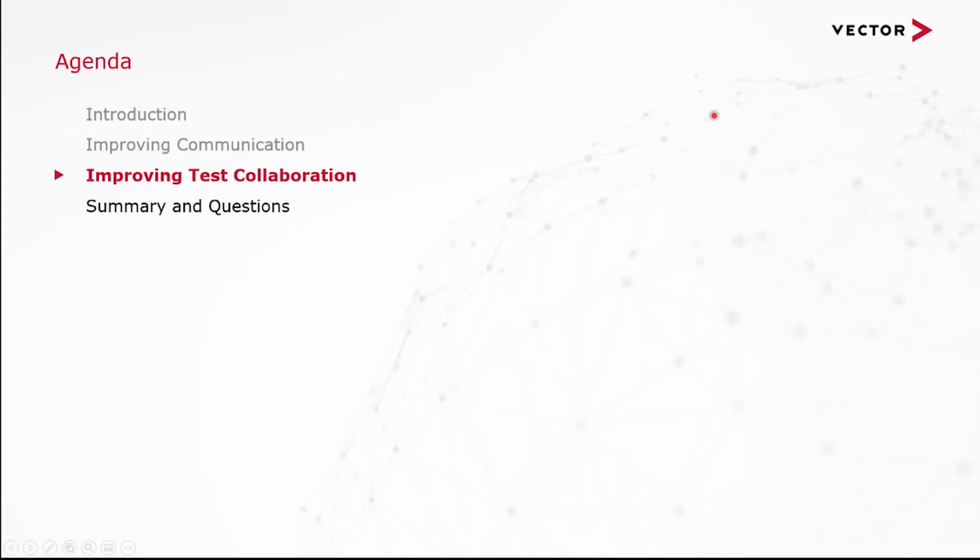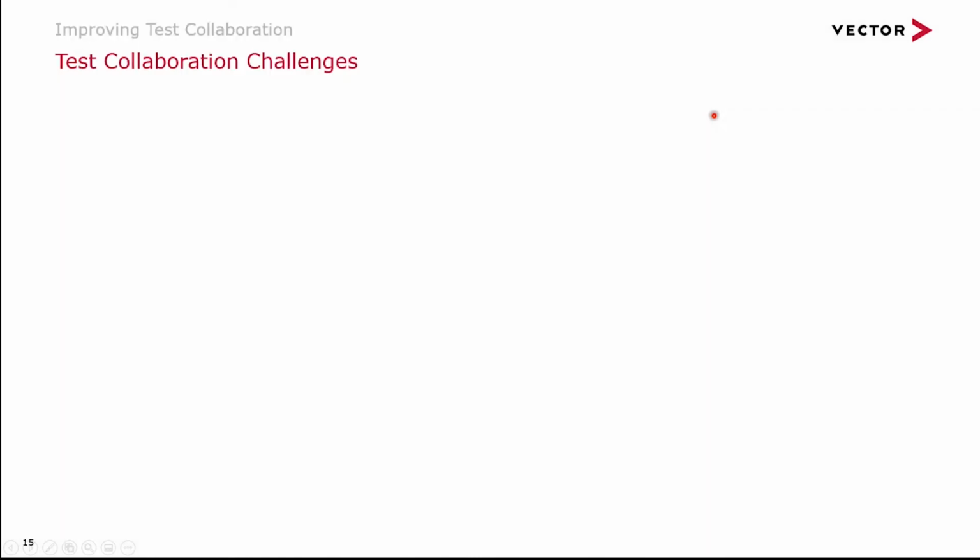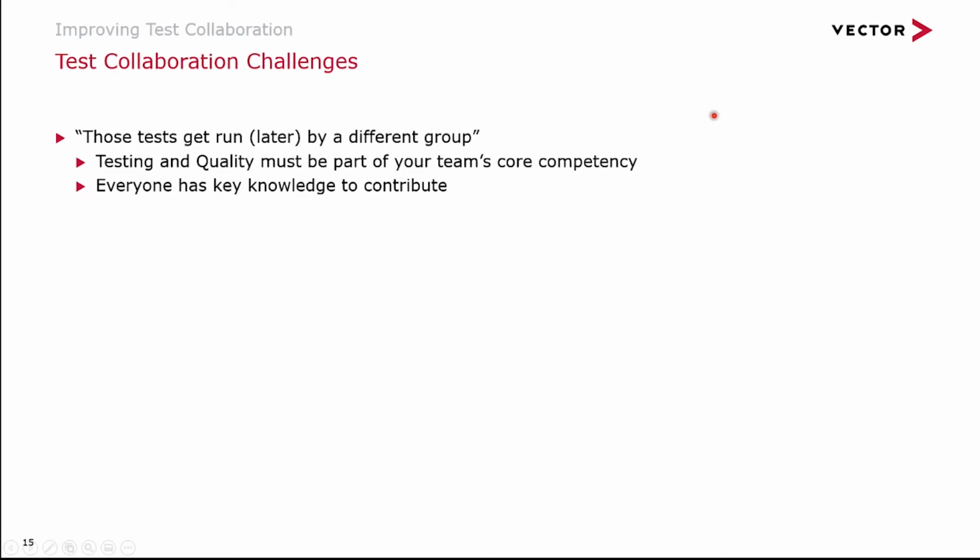And there are a lot of areas we could talk about collaboration in software development, but I think test collaboration to me is an area that's really lacking. And so what are some of the challenges of test collaboration? I think one of them is the idea that these tests get run later, often by a different group. So two problems there. One is different groups owning different tests.